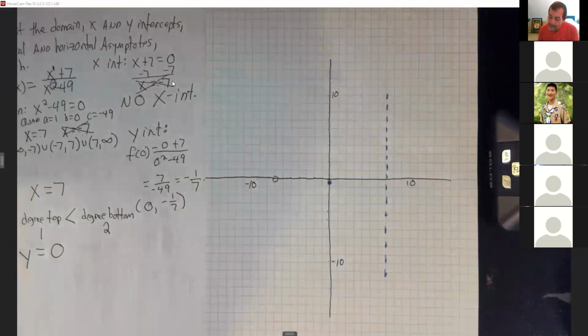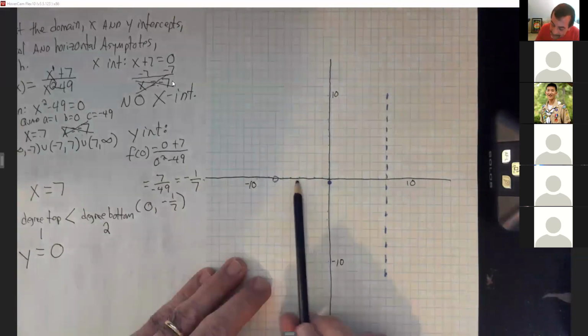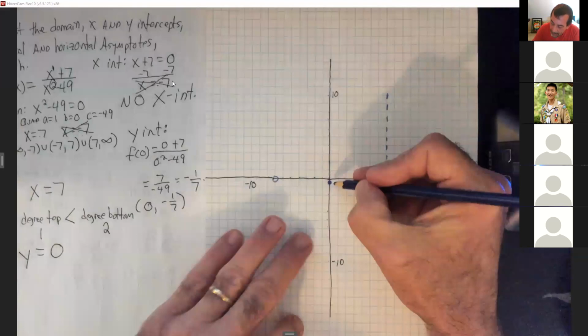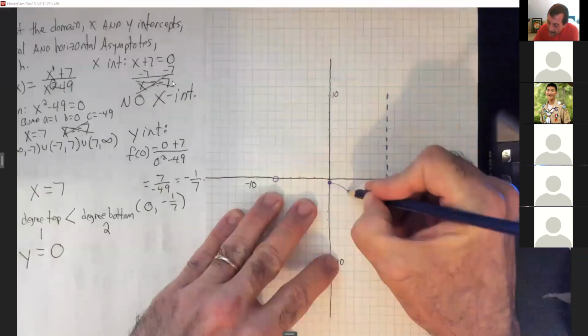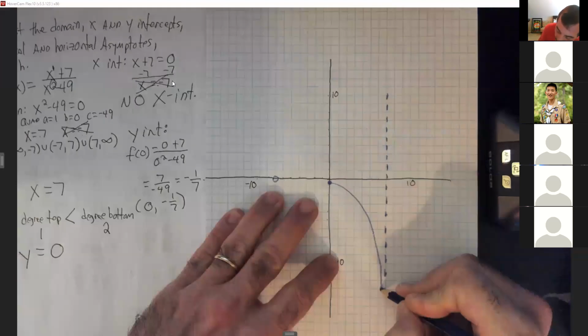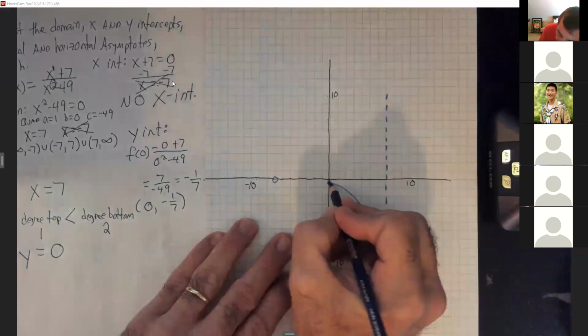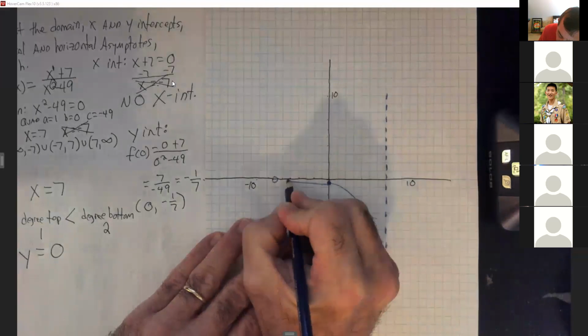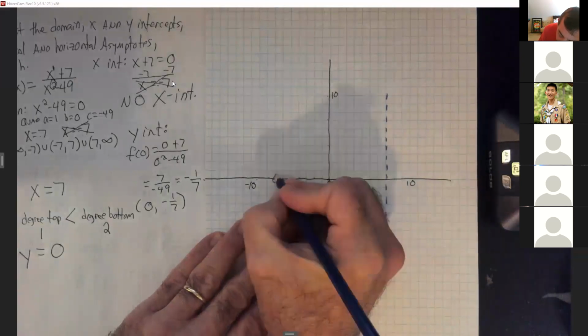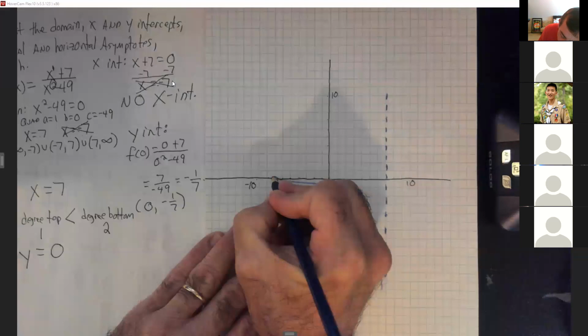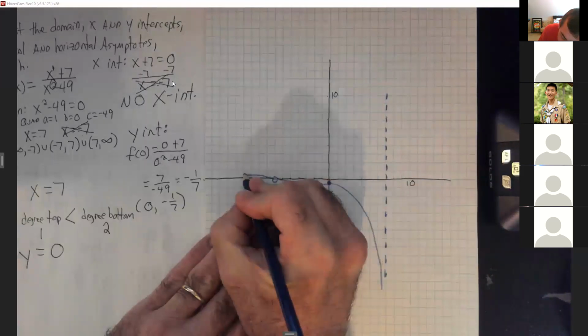All right, so since it cannot cross the x-axis, the only way this can go here is down. Now this side's going to come along. It's going to go where the hole is, and then it sort of comes up and then levels back out trying to get to the 0.